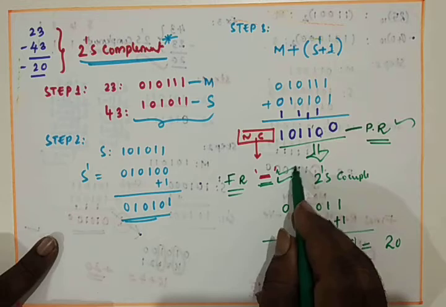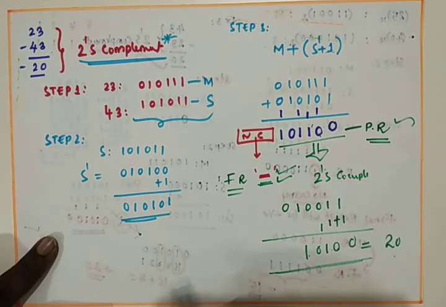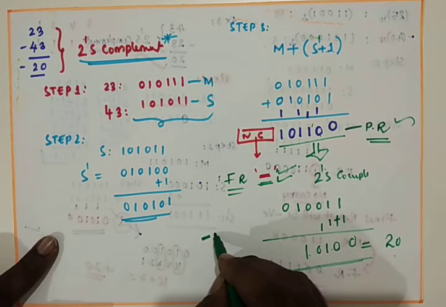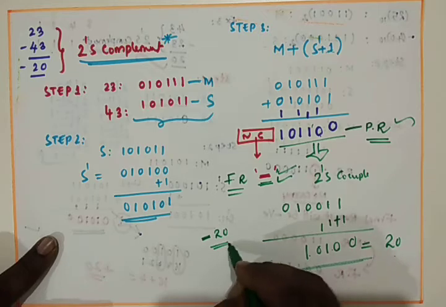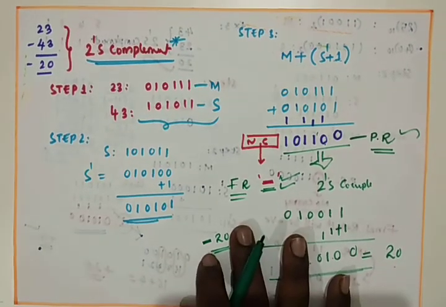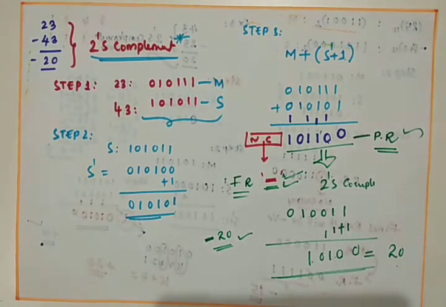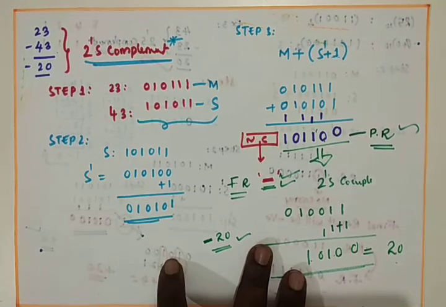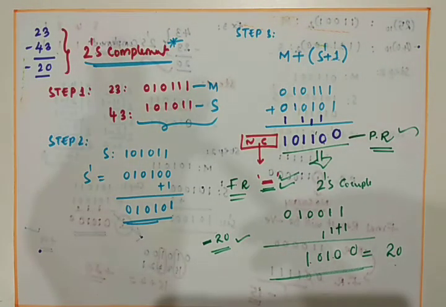Here we already came to know that the final result will be the negative one. So the answer we can tell is minus 20. Like this, we can use the 1's complement and the 2's complement in performing the subtraction operation in the form of addition. The 1's and 2's complements can be used in computers to perform the subtraction in the form of addition.